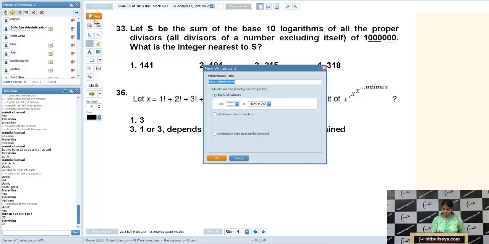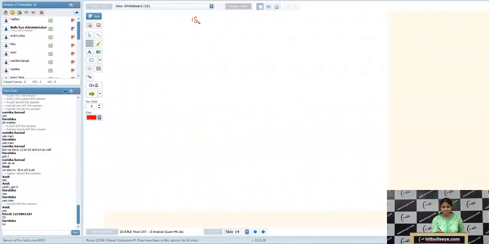Okay, let us see. First of all, let us understand the meaning of this question. Let me take, instead of 1 million, any other number. Let us take 18. If we take 18, how many divisors are here? 1, 2, 3, then we have 6, then we have 9, then we have 18. But we cannot consider 18 here because we are talking about proper divisors. And the definition of proper divisor is given in the bracket. So what is asked here? Log 1 plus log 2 plus log 3 plus log 6 plus log 9.